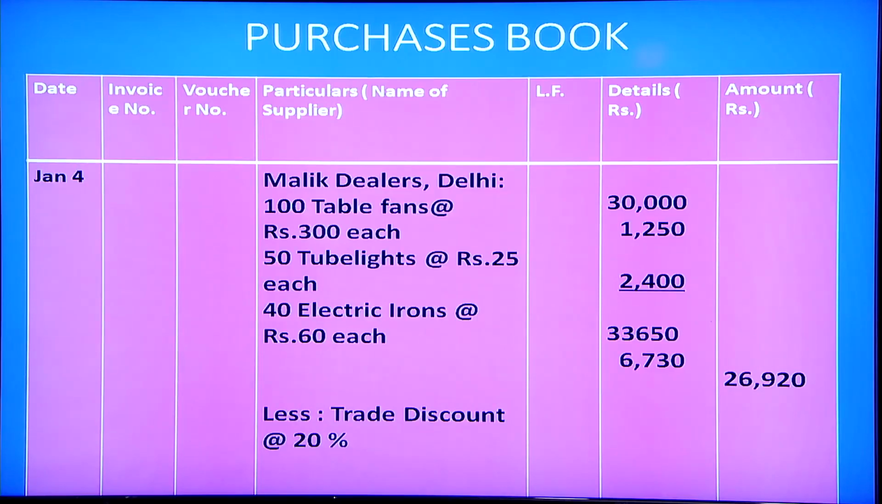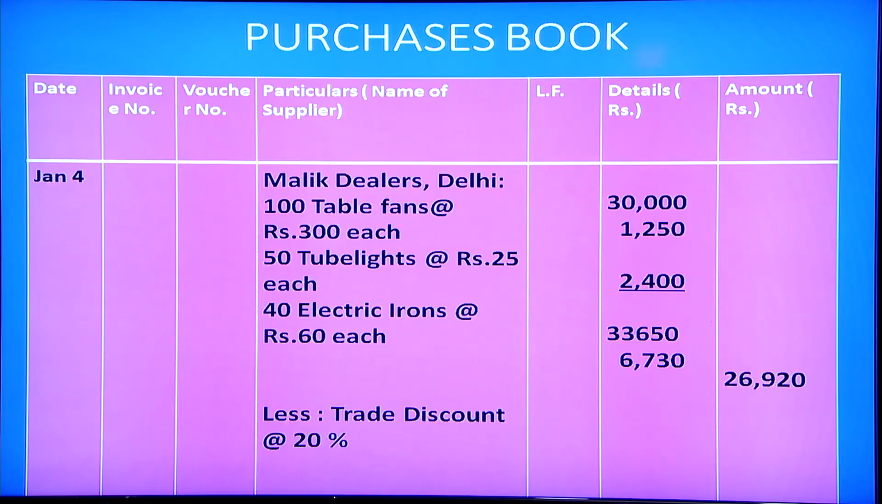So 100 table fans at rupees 300 each. So 100 into 300 will give you 30,000. Then 50 tube lights at rupees 25 each. 50 into 25 will give you 1,250. And then 40 electric irons at rupees 60 each. 40 into 60 will give you 2,400.